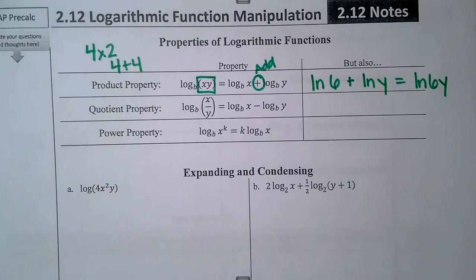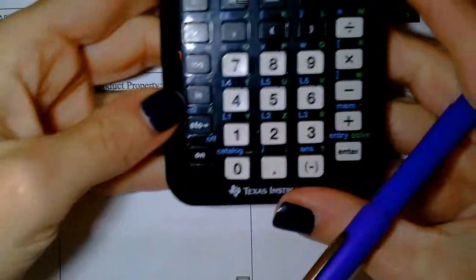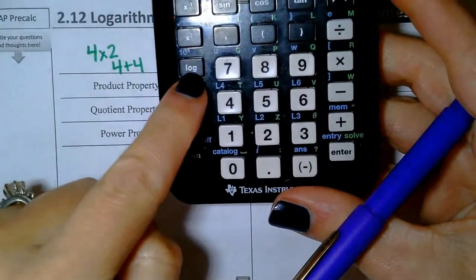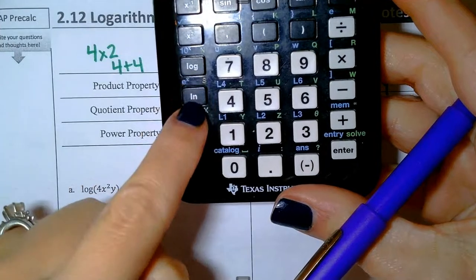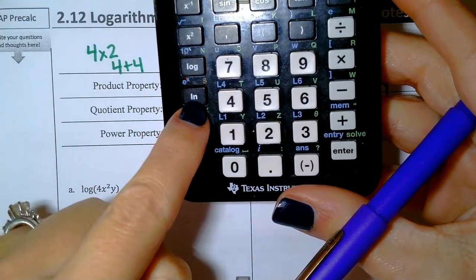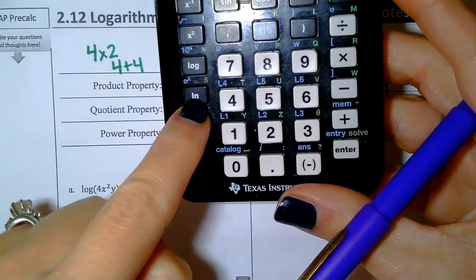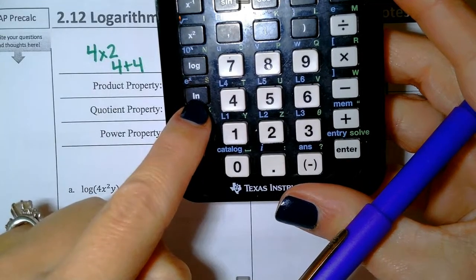Why is it ln when it's natural log? The only difference is that a log, on your calculator, has a base of 10, and a natural log has a base of e, which is 2.71 something. Okay?